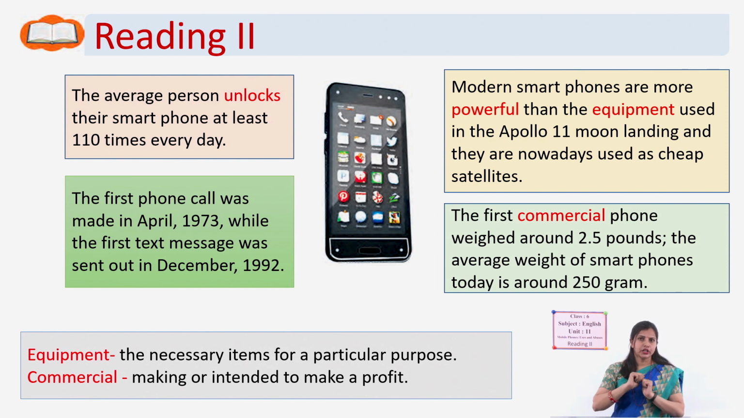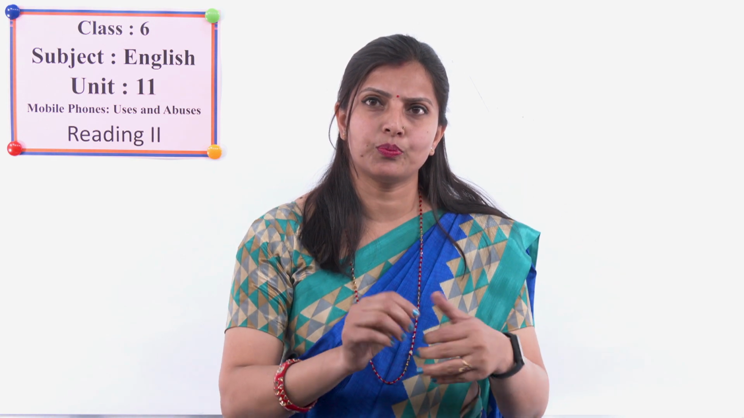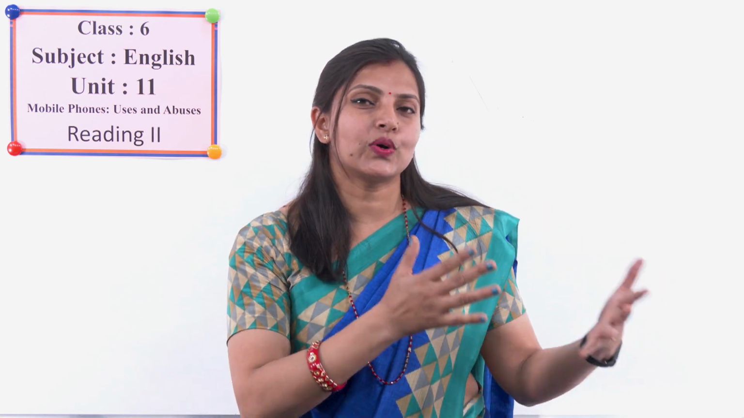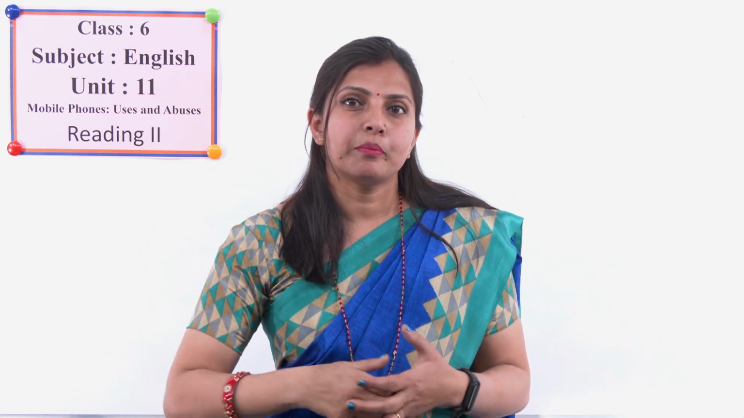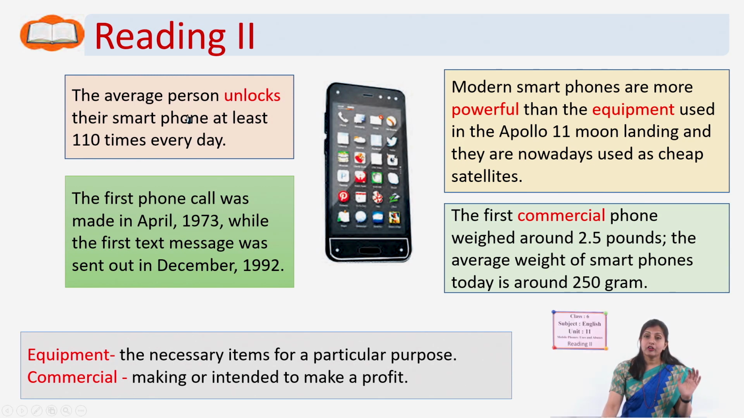Okay, so do one thing. Tomorrow, you just observe your parents' activity on phone and note down how many times they do that. Don't do it by yourself, because you will control yourself and may not unlock so many times as usual. See it in other persons. Maybe your father, your mother, your brother, your sister, and count how many times they do that. Okay. So it is said that the average person unlocks their smartphone at least 110 times a day.